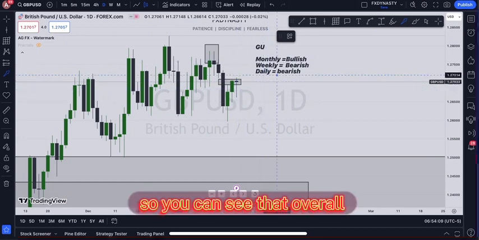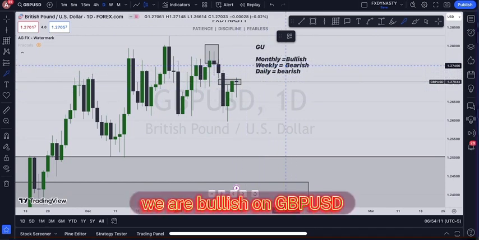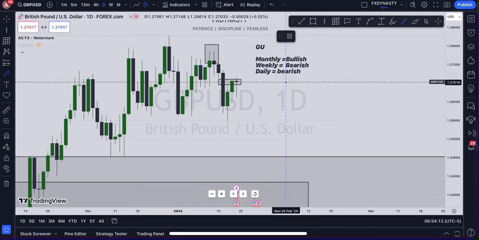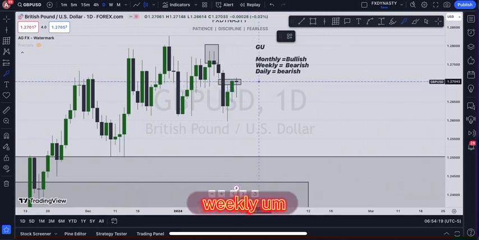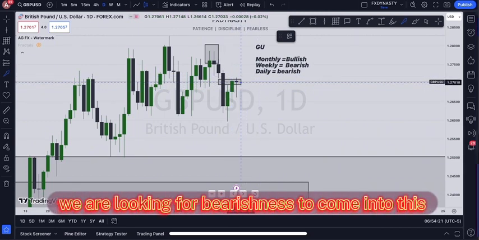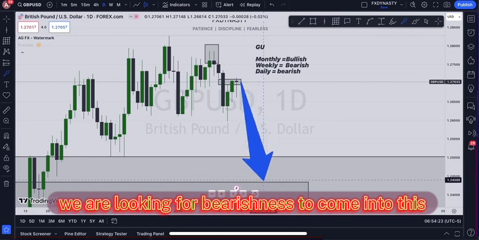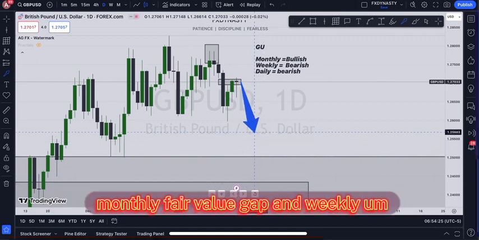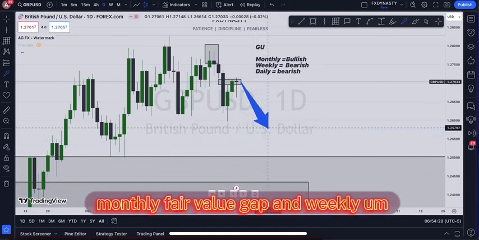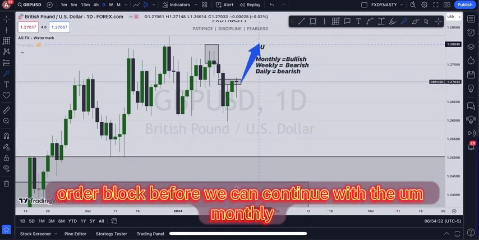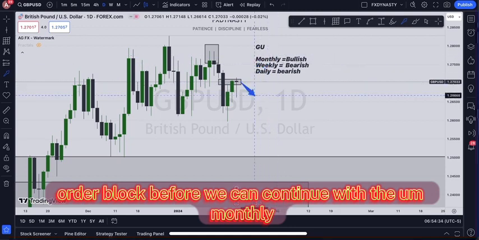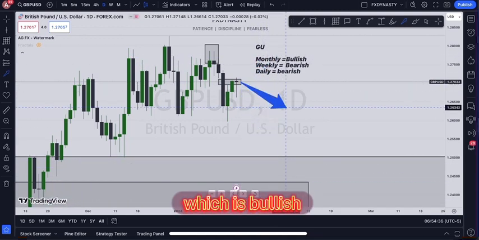So you can see that overall we are bullish on GBPUSD, but for the weekly time frame and daily time frame, we are looking for bearishness to come into this monthly fair value gap and the weekly order block before we can continue with the monthly sentiment, which is bullish.